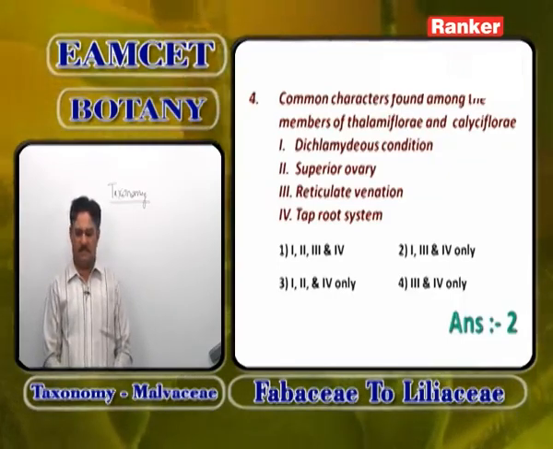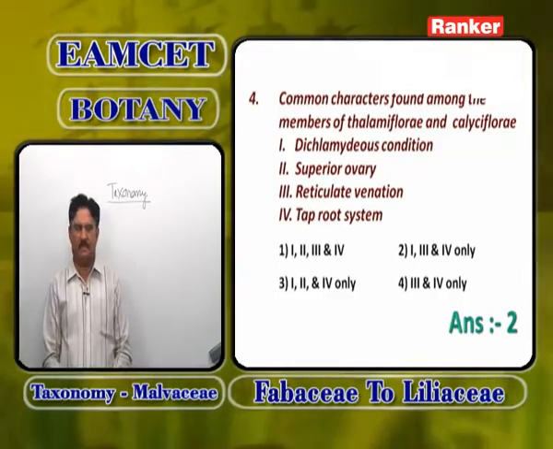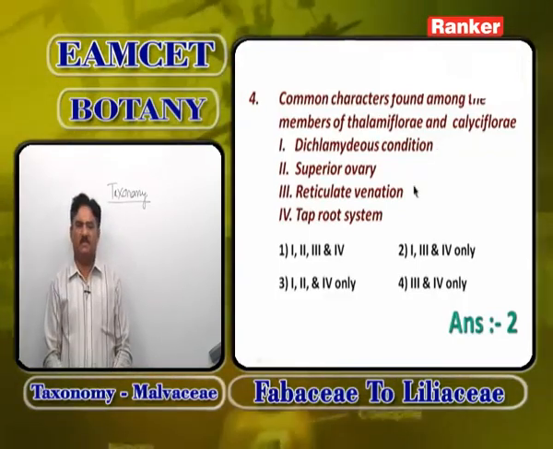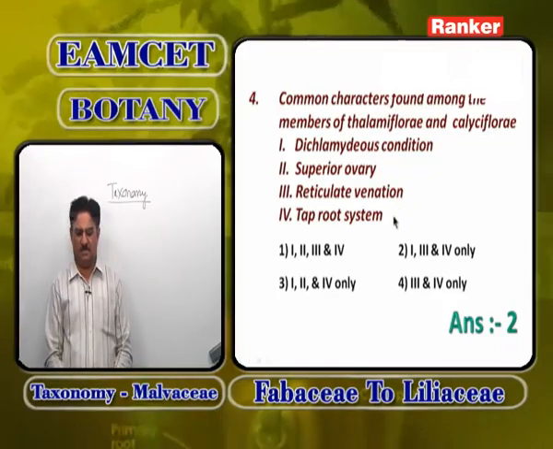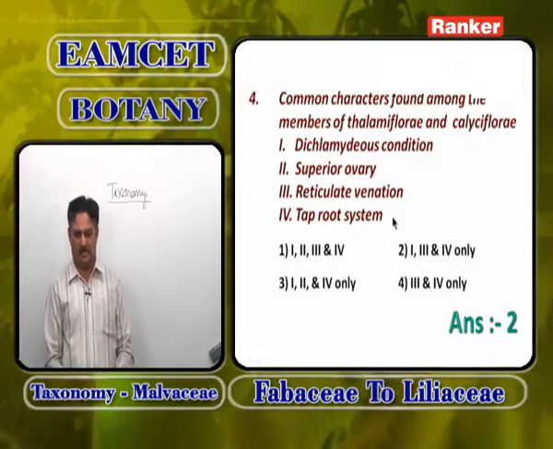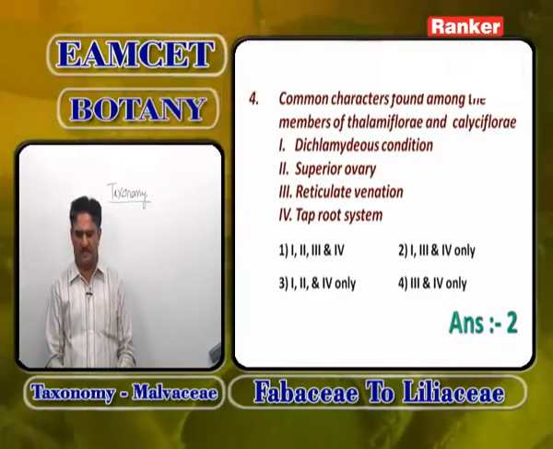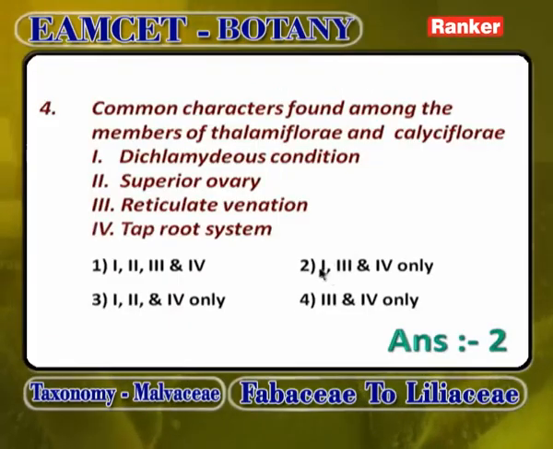So common characters among the members of Thalamiflorae and Calyciflorae are dichlamydous condition, reticulate venation, taproot system, but not superior ovary. Why? Because in Thalamiflorae the ovary is superior, in Calyciflorae the ovary is half superior or half inferior. So the answer will be 1, 3 and 4, that is the second option.